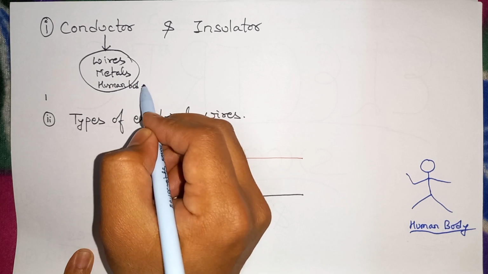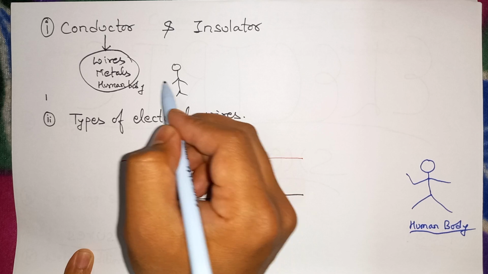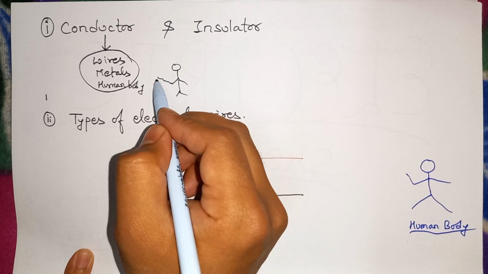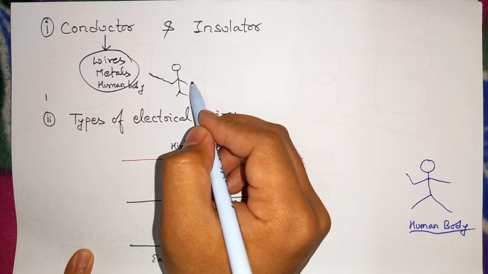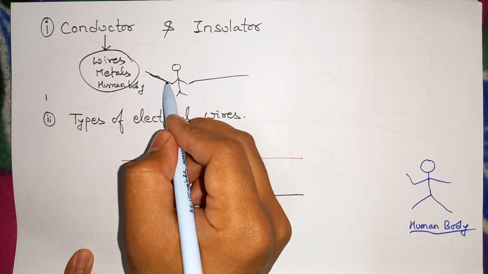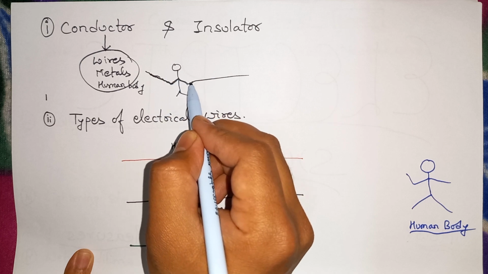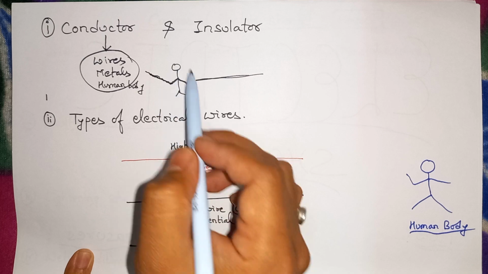Suppose a person touches a wire containing electric current on this side, and if he touches the other wire, then the current travels from the wire into the person's body and travels to the other wire. So that's why the human body is also a conductor.